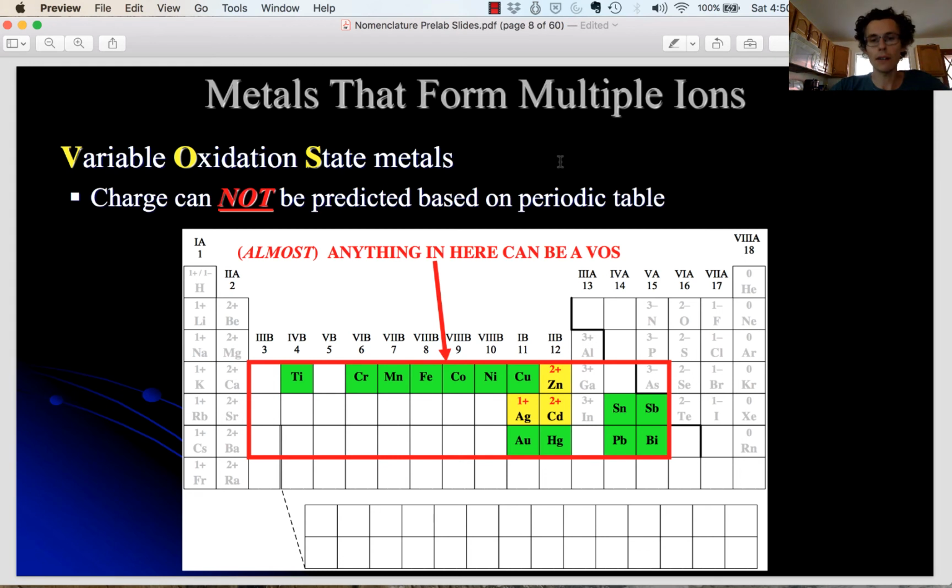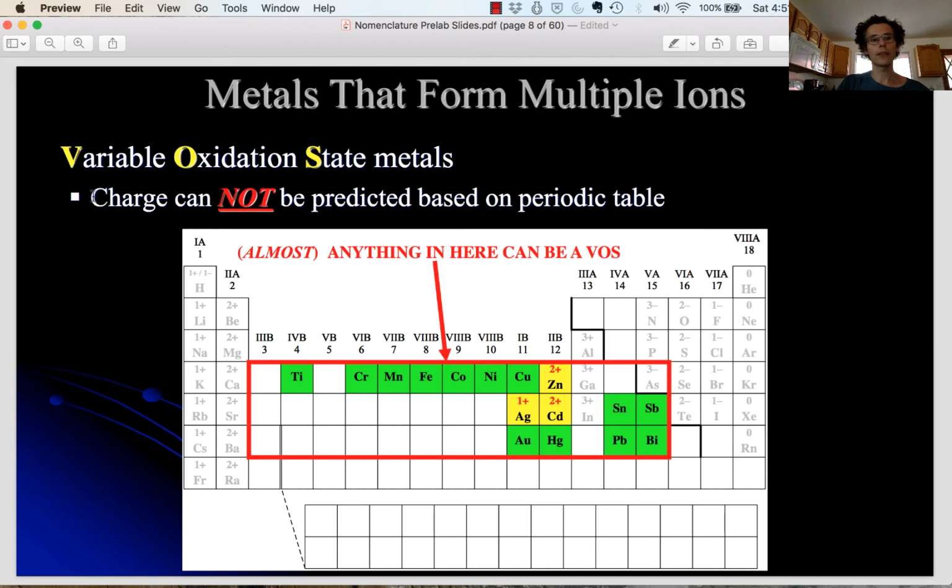And here are some that you will commonly encounter. They're indicated in green, like titanium, gold, mercury, lead. Those will all have variable charges. Notice these 3 in yellow. This is silver, cadmium, and zinc. Those actually don't have variable charges. So they're transition elements, but they have predicted charges. You can't predict them based on where they are in the periodic table. It just turns out that they have these predicted charges.